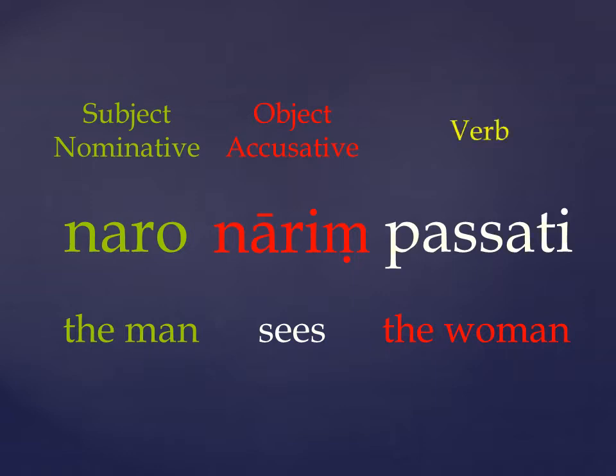And finally, there's the verb, which is at the end of the sentence, which is how it usually is in Pali. So that's a simple sentence. The two cases, nominative and accusative, identify the subject and the object of the verb. And putting these things together, we can read many Pali sentences.